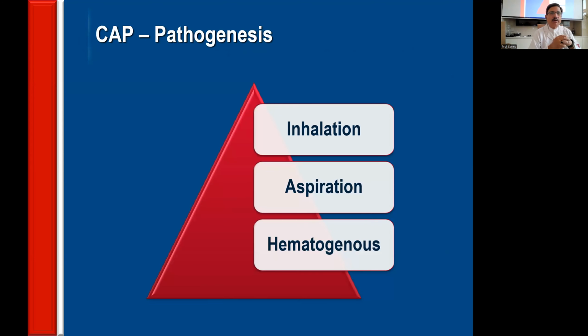Now, what are the routes of transmission of CAP? What are the routes by which the organism can get in? It can be inhaled, or it can be aspirated by the child, or it can be hematogenous, through the blood, through septicemia or bacteremia, getting into the lung and producing pneumonia. So inhalation, aspiration, hematogenous. So in the history, it is important for you to look for any possibility of aspiration.